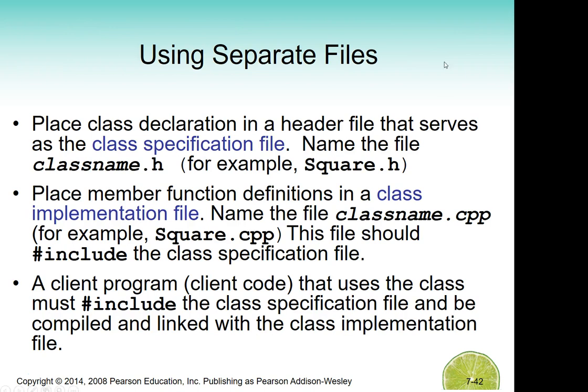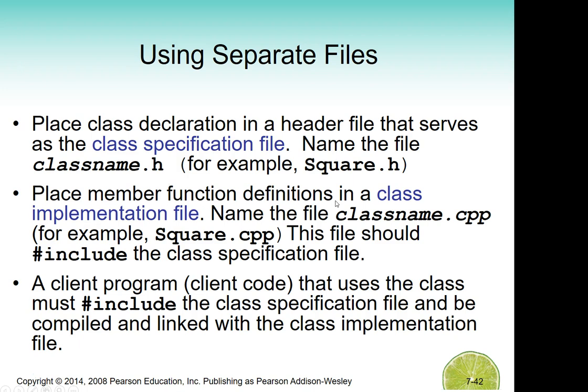So for a single program, and we're going to use the circle example, we are going to create the circle program using 3 different files. You're going to have a .h file, and that's what they call the class specification file. It's called the .h because it's what we call a header file. That is going to hold all of your prototypes.